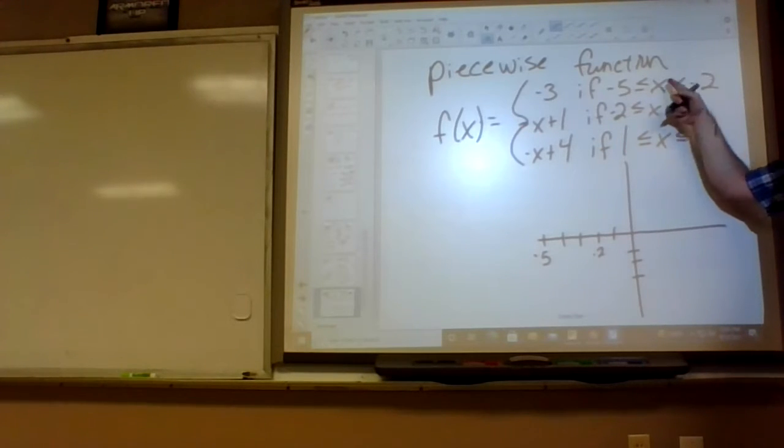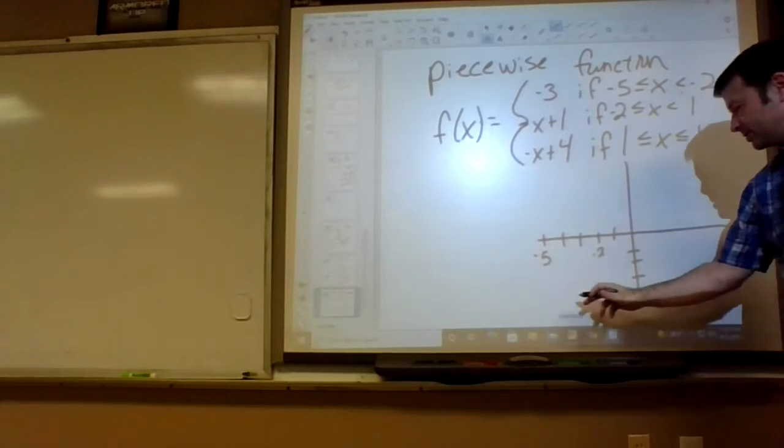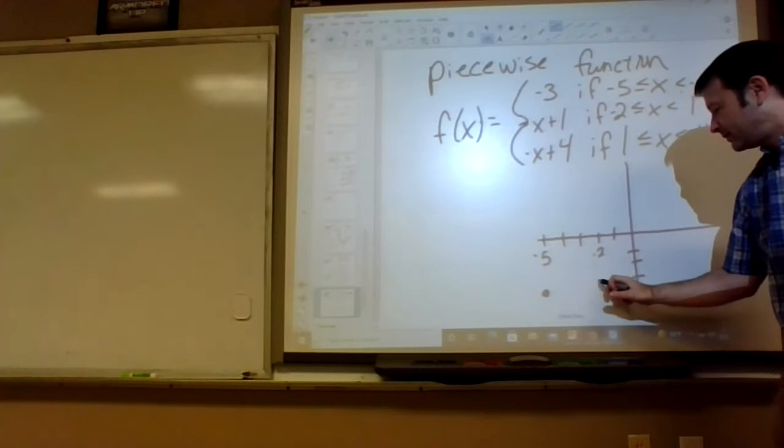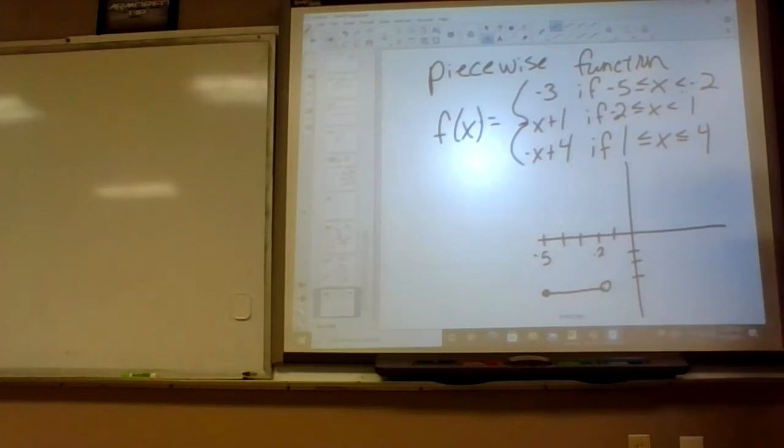Do you guys see what I'm saying? Yeah. Because this is equals to, this is not equals to. So I'm going to draw a filled in circle at -5, an open circle at -2. Okay, that's what's happening from -5 to -2.